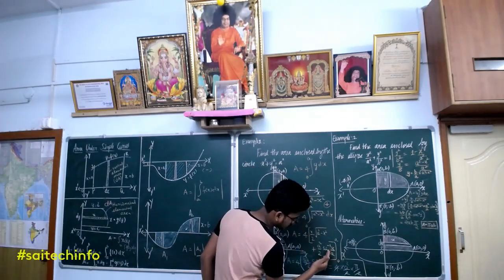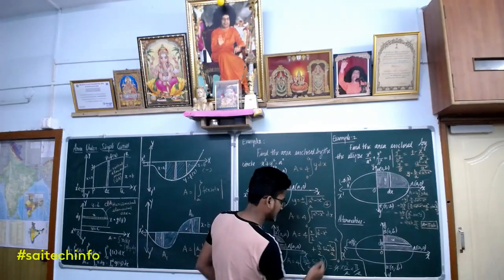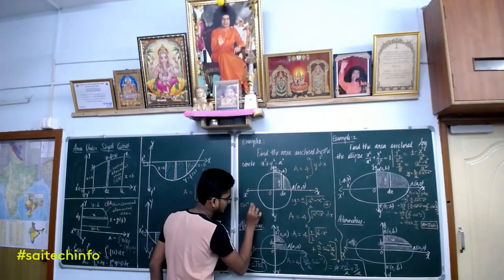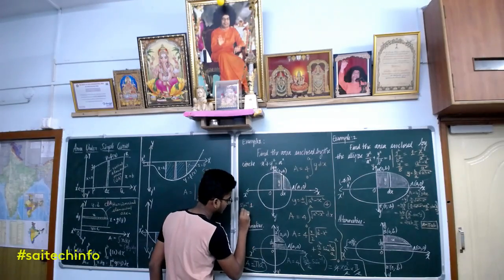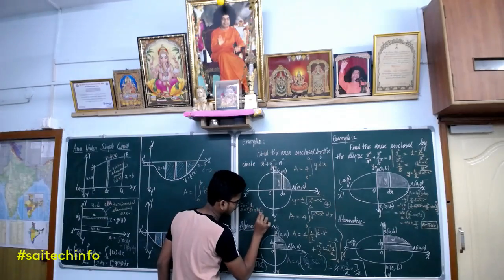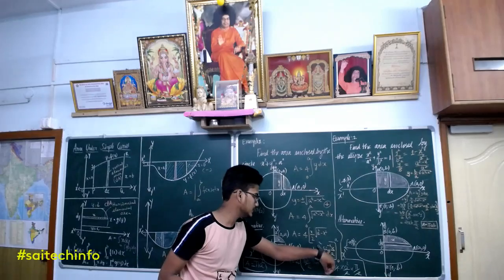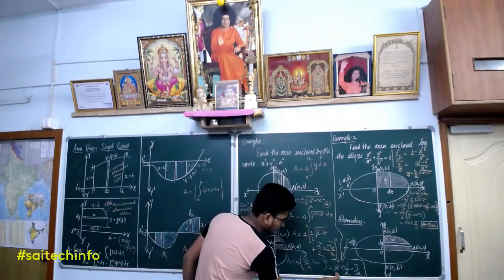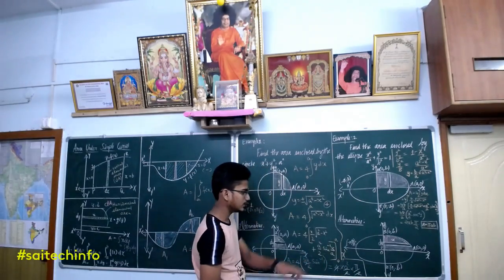Now moving on to this term, it becomes a square by 2 and sine inverse of a by a, which is nothing but sine inverse of 1, which is sine inverse of sine of pi by 2. So the value is pi by 2. So we apply 4 into a square by 2 into pi by 2 when substituting the value a.